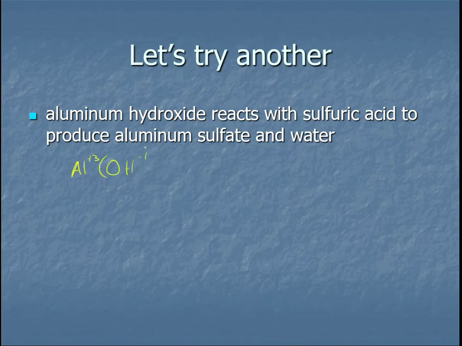So I need 3 aluminum hydroxides plus sulfuric acid. Did you remember sulfuric acid was HSO4? Do you remember that? Aluminum sulfate. Aluminum +3. Sulfate -2. 2, 3.